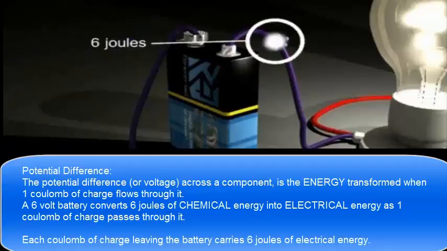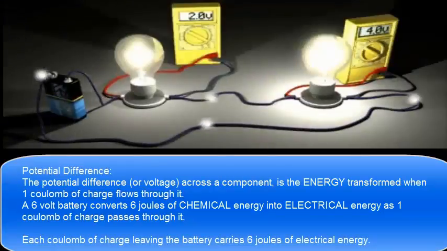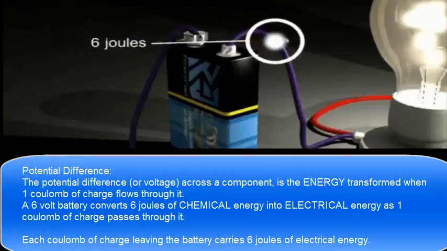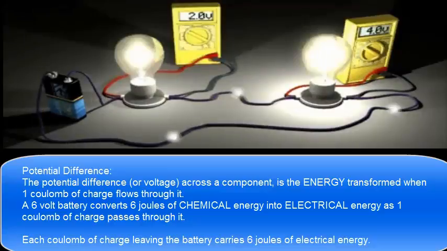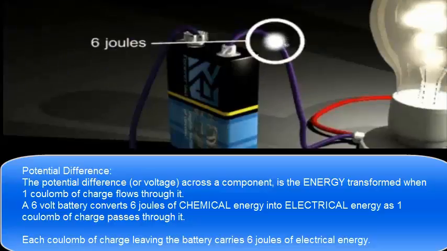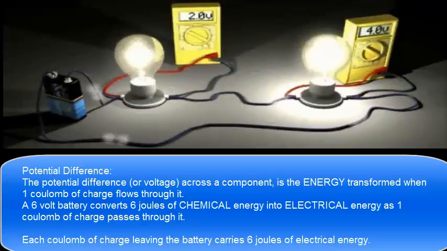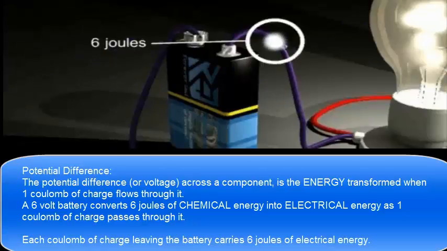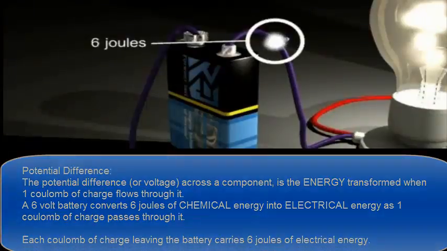Potential difference. The potential difference, or voltage across a component, is the energy transformed when 1 coulomb of charge flows through it. A 6-volt battery converts 6 joules of chemical energy into electrical energy as 1 coulomb of charge passes through it. Each coulomb of charge leaving the battery carries 6 joules of electrical energy.